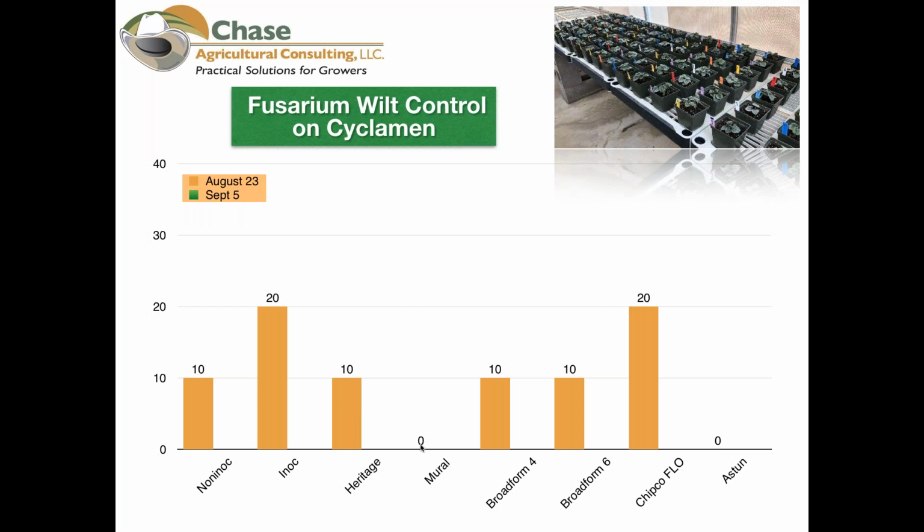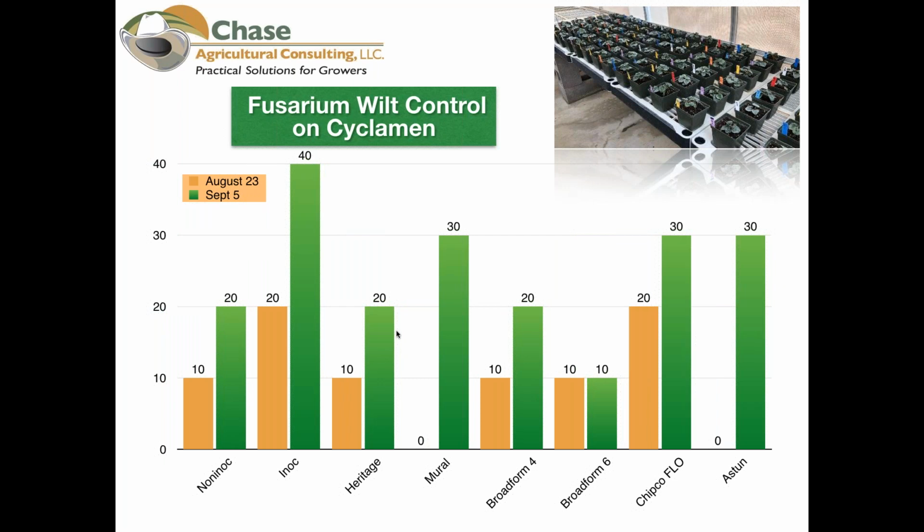One of the Heritage was dead. There were no dead ones in Mural. Broad form, back to that strobilurin combination product: one of the 10 dead, two of the 10. But let's see, that's not all there is to it.